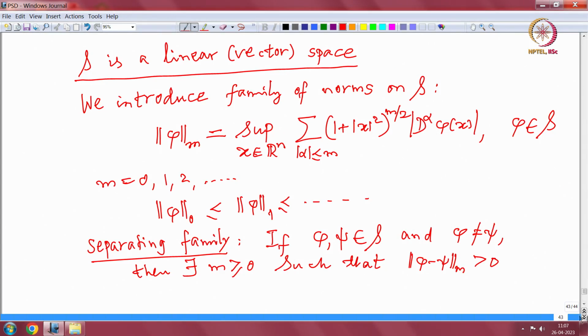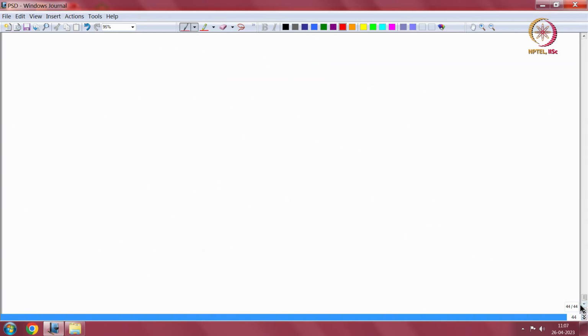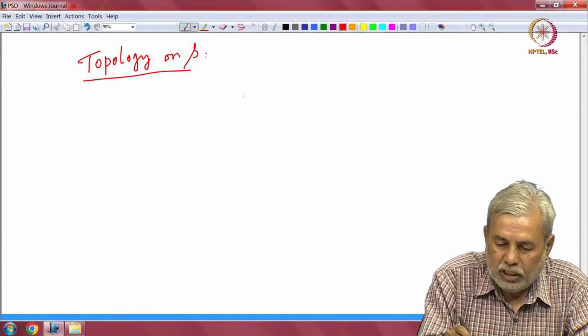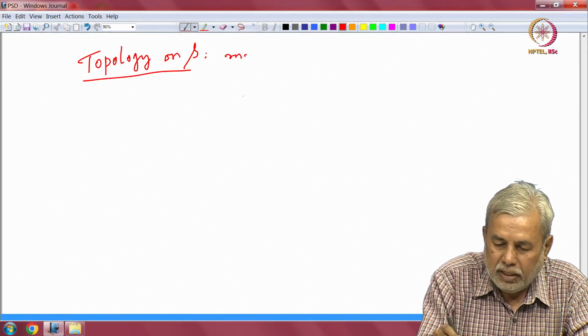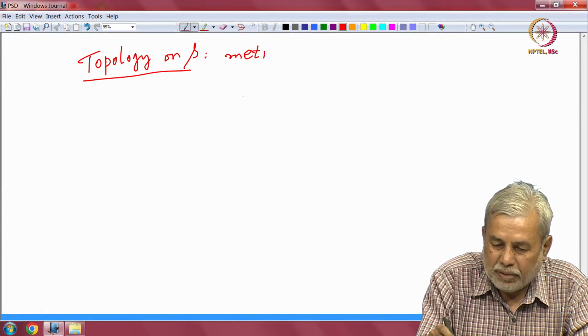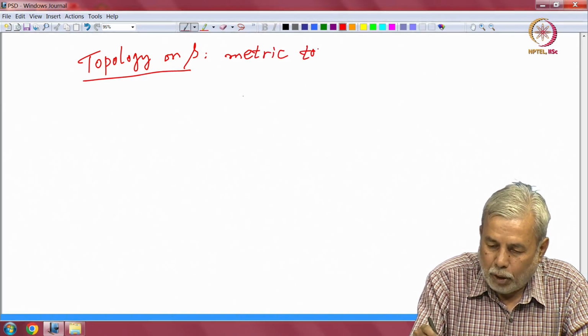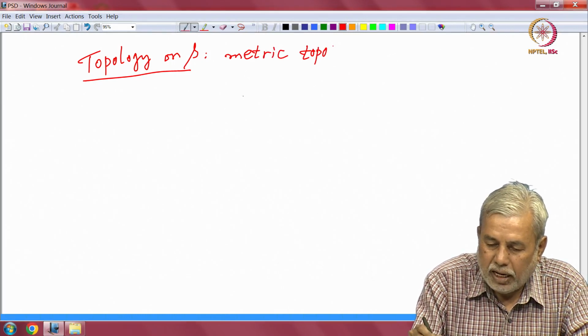Okay. And okay, so this is topology on, let me just finish this. Okay, so this is going to be a metric topology. In that way it is simpler compared to the topology on D omega or D R n.